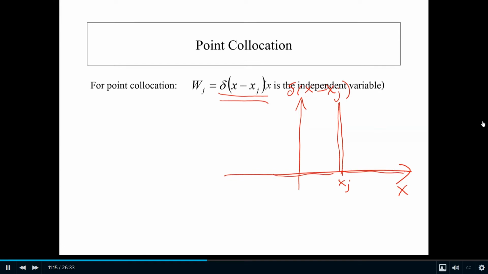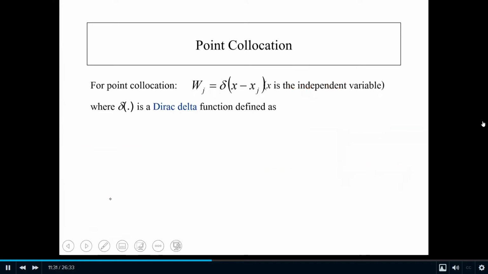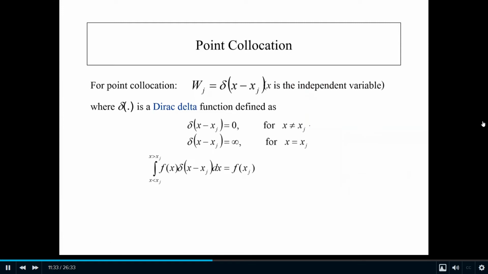So this one itself is not actually a function. It goes to infinity only at this point, but at other points it is equal to 0. So you can just explain the delta function like this. It is really difficult to operate with this one, except when you integrate. When you integrate the delta function, it will give you a very nice property like this.